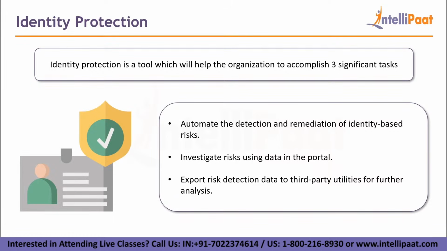So this helps the organization to accomplish three important tasks. First one is automate the detection and remediation of identity-based risks. So basically it tells you and it gives you access, and it checks everything related to identity-based risks, that is user-based or group-based risks, and then investigates risks using the data which are already available in the Azure portal, and also export risk detection data to third-party utilities for further analysis. That is, once the risks are investigated, then you can also export or download this data for further usage.